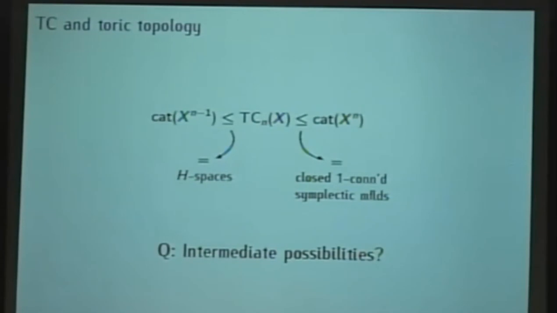The first inequality is an actual inequality. That's a result of Gregory Lupton and Jerome Schroeder. Also, on the other side, the upper bound becomes an equality for manifolds with a symplectic structure with no fundamental group and which are closed. So the question then is, what happens with the intermediate possibilities?